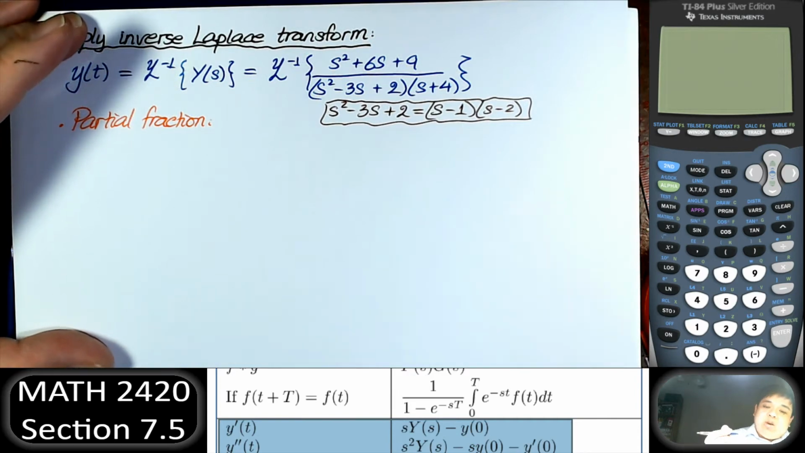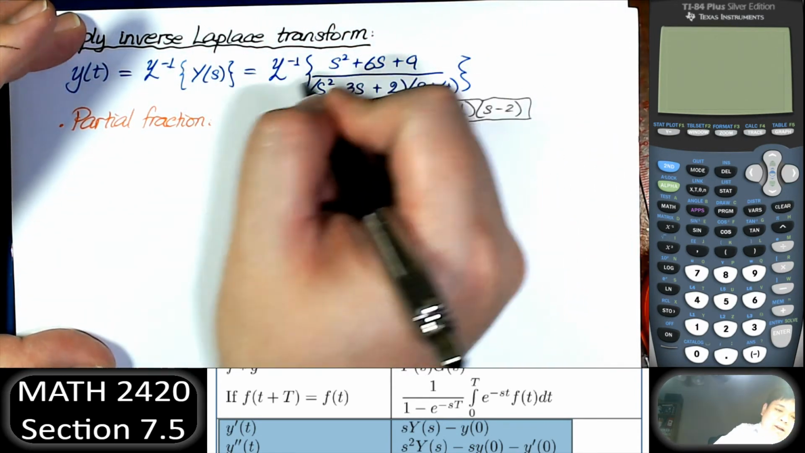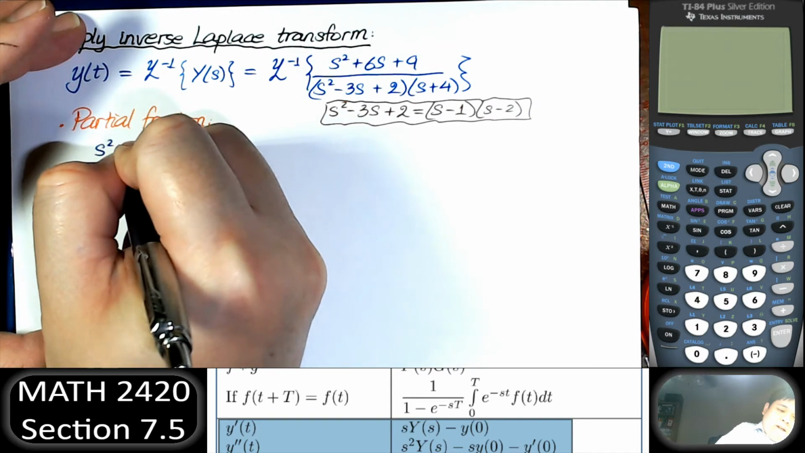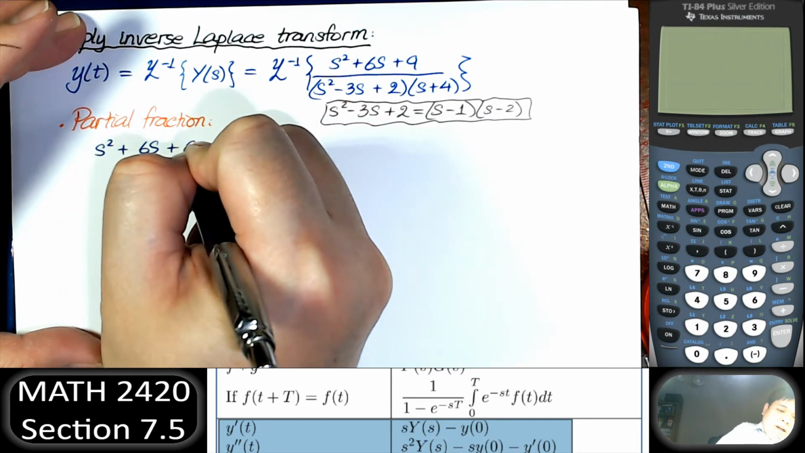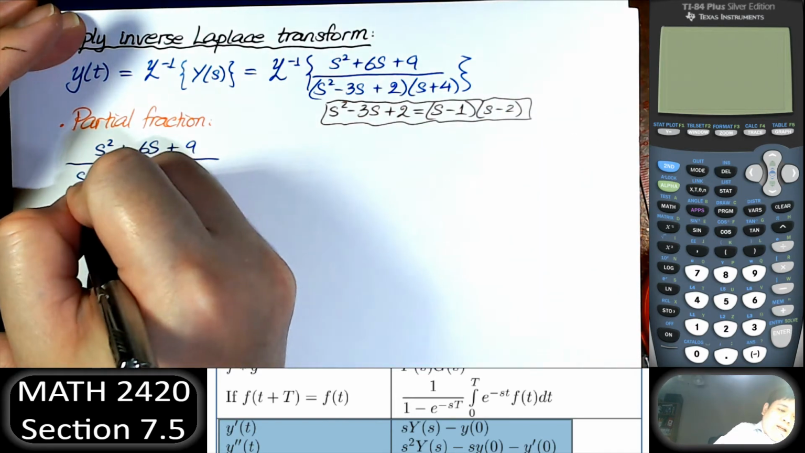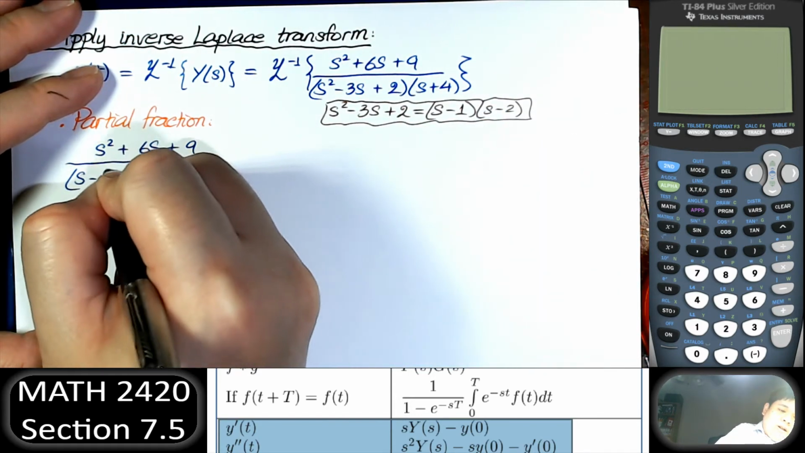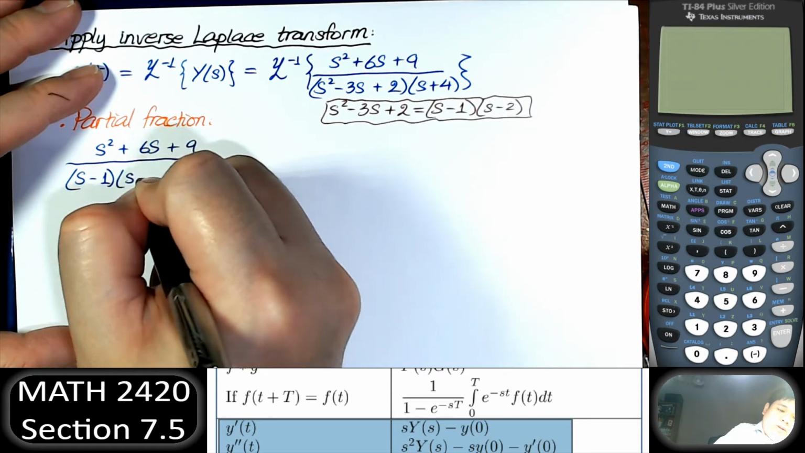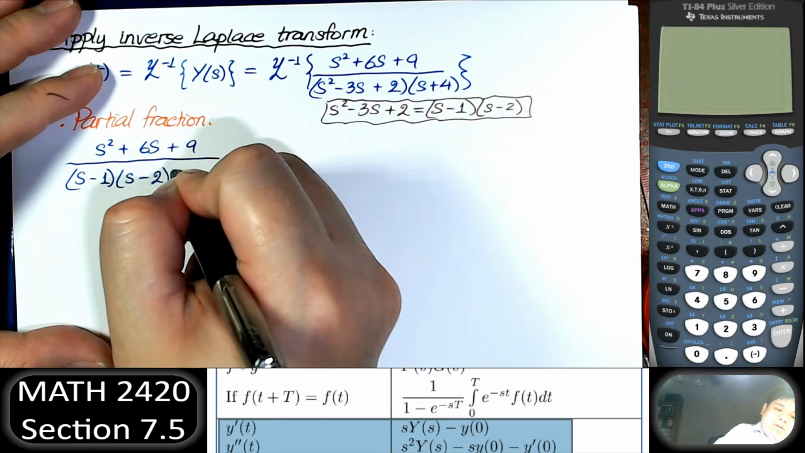Now let's write. We have s squared plus 6s plus 9 over these, s minus 1, s minus 2, and s plus 4.